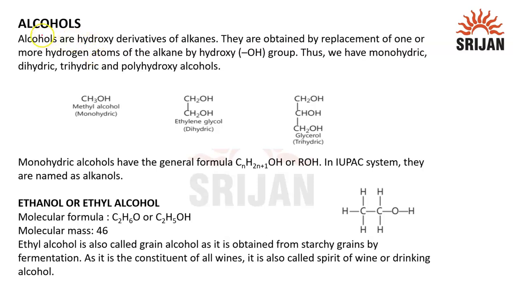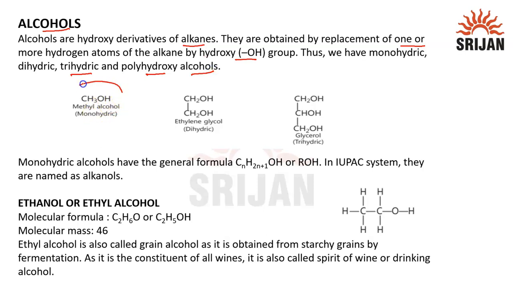In this video, we will learn about alcohol. Alcohols are hydroxy derivatives of alkanes. They are obtained by replacement of one or more hydrogen atoms of the alkane by a hydroxy group. The hydroxy group is OH. So, we have monohydric, dihydric, trihydric, and polyhydroxy alcohols depending upon the number of OH groups attached.